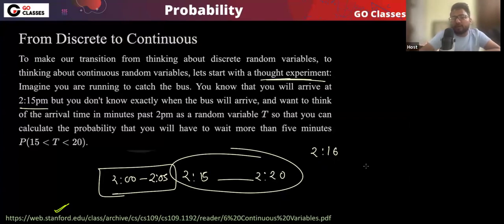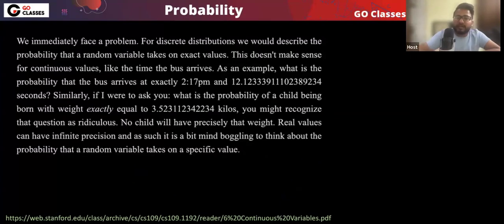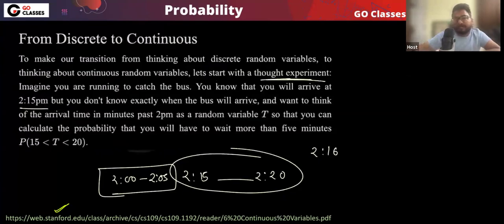To illustrate it more, what I'm trying to say here is that we immediately face a problem from discrete distribution. We would describe the probability that a random variable takes on exact values. This doesn't make sense for a continuous value. For example, it doesn't make sense to ask what is the probability that the bus will arrive exactly at 2:16. Why doesn't it make sense? Can anyone tell me?